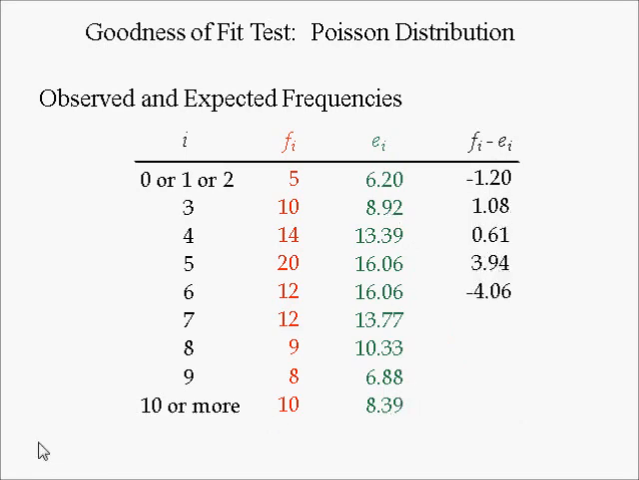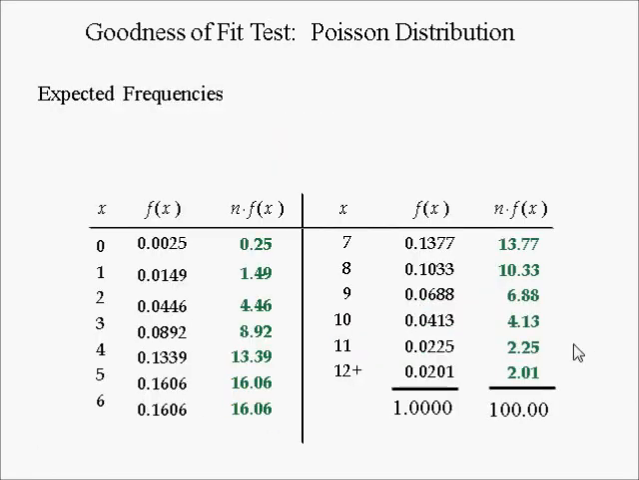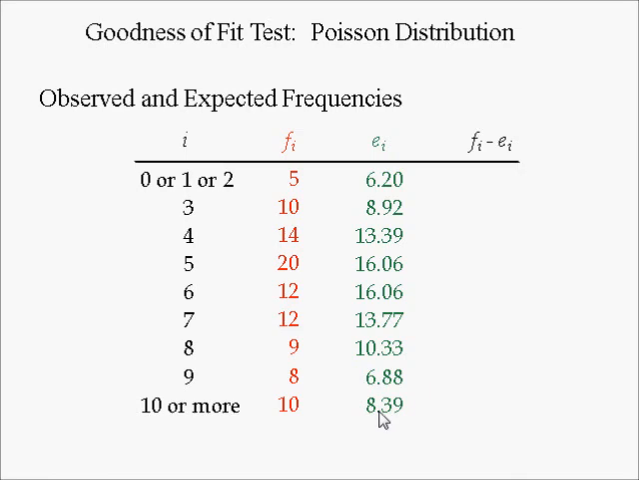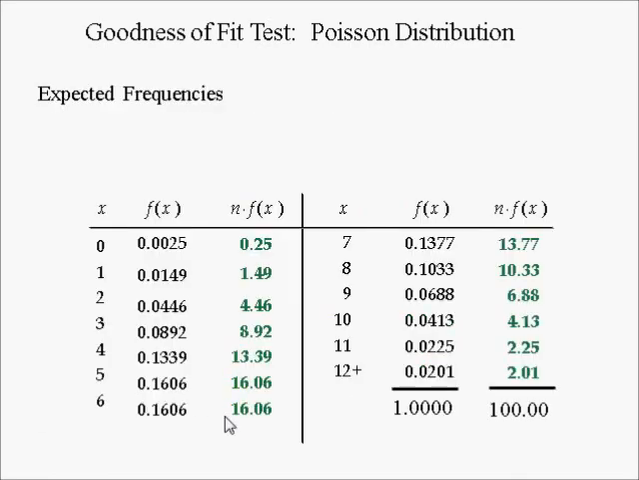Where does the 8.39 come from? Adding 4.13, 2.25, 2.01 gives us 8.39. The 8.92, 13.39, 13.06, 16.06, 13.77, 10.33, 6.88 are these values right here. Whoops, 6.88.